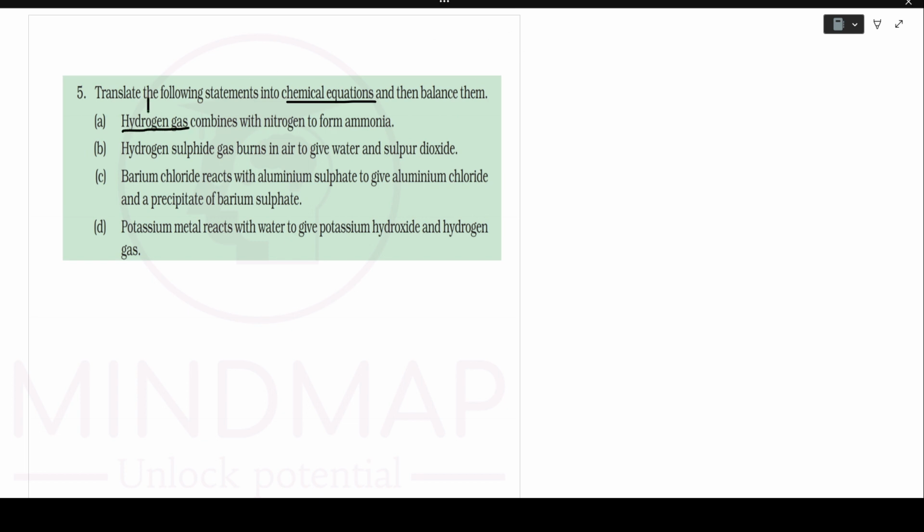Hydrogen gas, that is H2, combines with nitrogen, that is N2, and forms ammonia, NH3. So let's write the equation here. It is H2, hydrogen gas, combines with nitrogen and is giving NH3. So this is our equation. Now let's balance it.